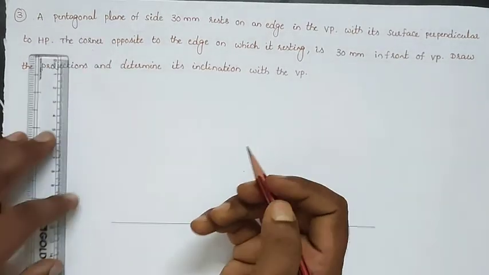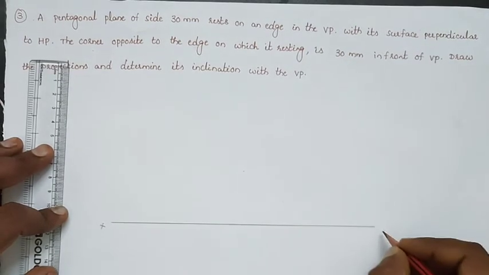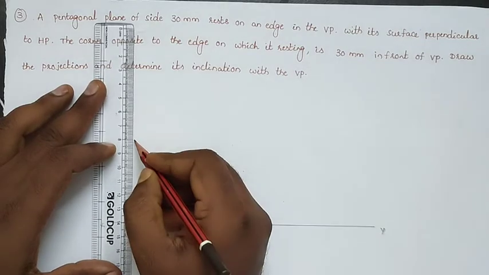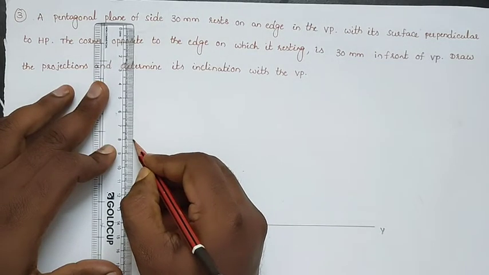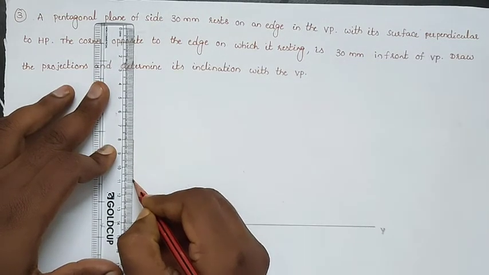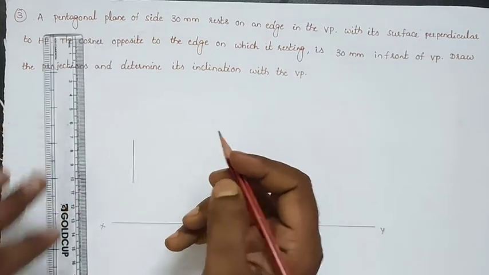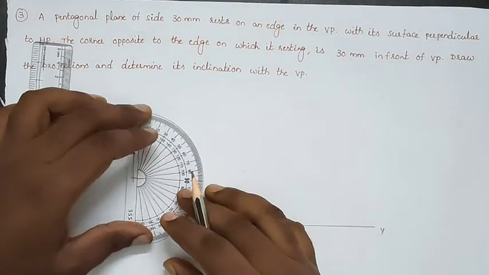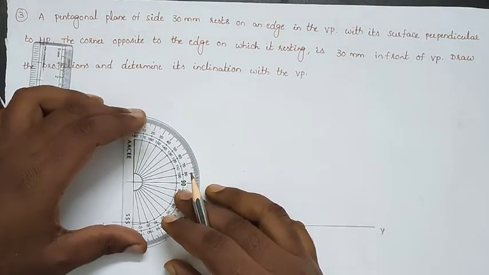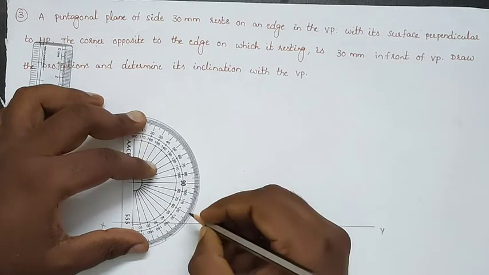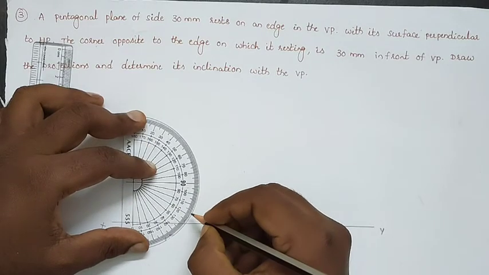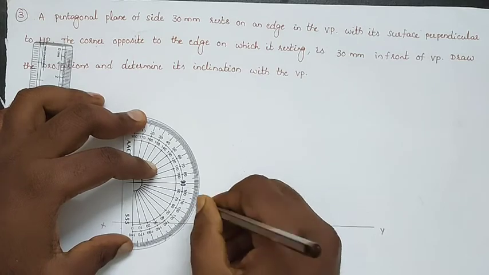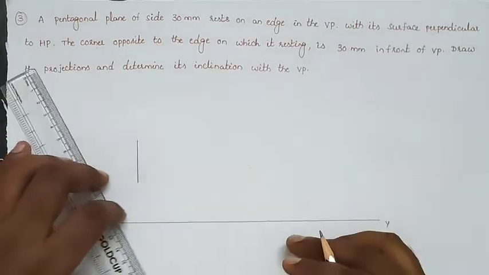So either a corner or edge is giving that. So here, edge is giving that. So how will we draw the edge? The edge is drawn such that the front view of that edge is perpendicular to the reference line. We will construct the edge of that side of the pentagon. After that, by making an angle of 72 degrees, we will construct a pentagon.